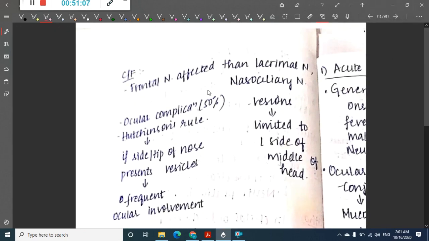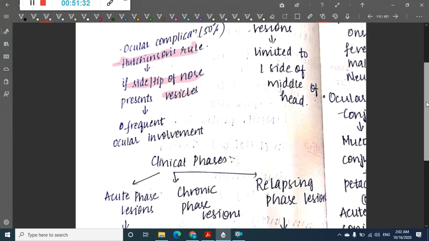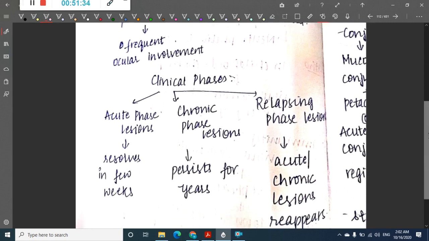The most important thing is that the frontal nerve is affected more commonly than the lacrimal and nasociliary nerve. The lesions are limited to one side of the face. Here we have something called Hutchinson rule, where vesicles are seen on the side and tip of the nose, with frequent ocular involvement.